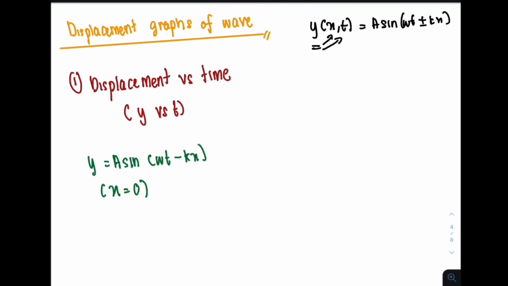So for us to sketch, we cannot sketch y with respect to x and t together. Sekaligus tak boleh. So kita akan split the graph into two parts, iaitu displacement versus time dan juga displacement versus distance. So kita akan ada dua jenis sketching dekat sini bergantung kepada kita nak y itu in terms of x ataupun in terms of t.